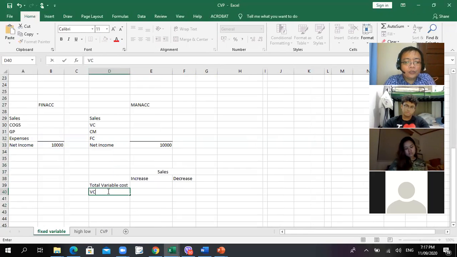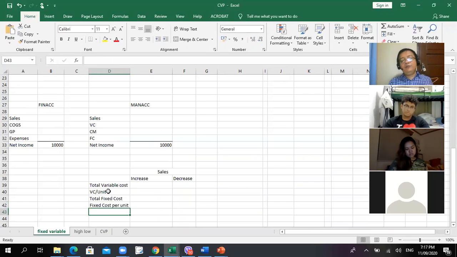Your variable cost per unit. What else? Your total fixed cost. And your fixed cost per unit. What will happen if this would be the scenario?